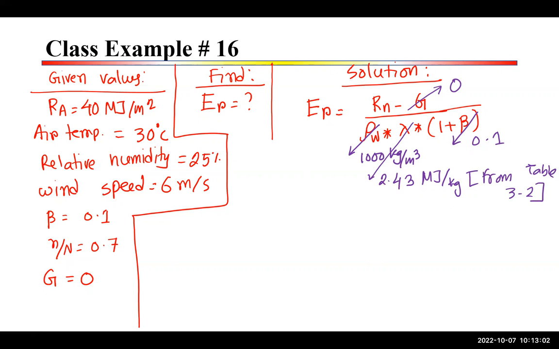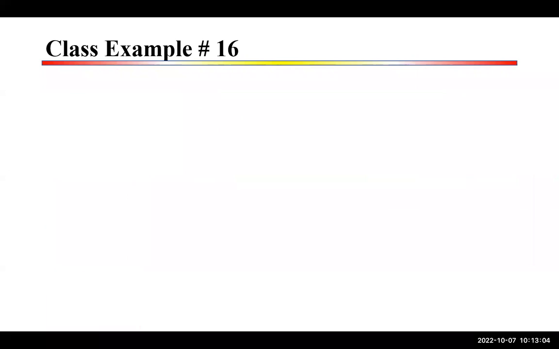So are you done up to this point, everyone? Okay. So the Rn is the net solar radiation. Now help me how to find out Rn. How can we calculate the net solar radiation? We know the Ra, like the incoming radiation.